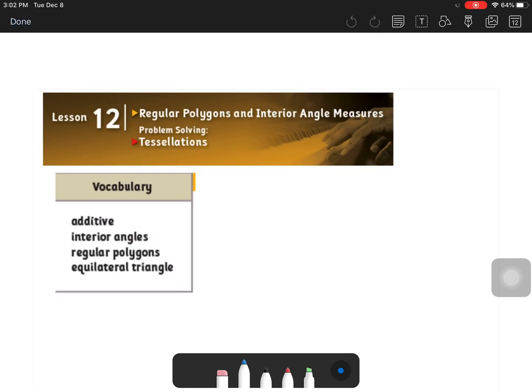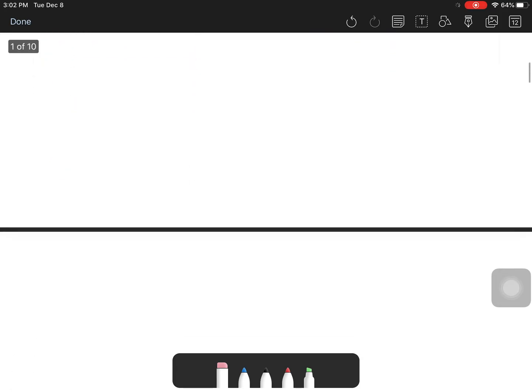Hey, Transmath class, we're going to take a look at the notes for lesson 12, and this is going to be primarily concerned with angles and finding some measures of interior angles, especially with triangles, and then some quadrilaterals too. So this is some of the terminology: additive, interior angles, regular polygons, and equilateral triangles. We'll kind of work through each of those words as they come up.